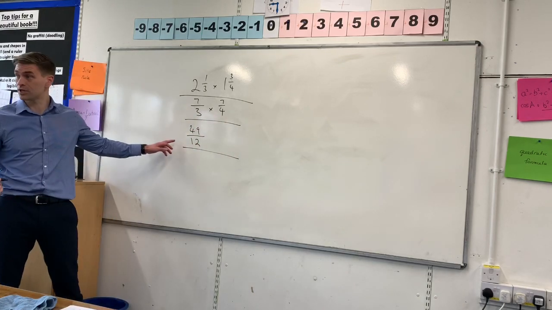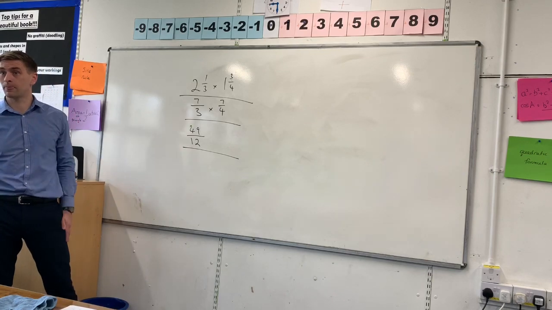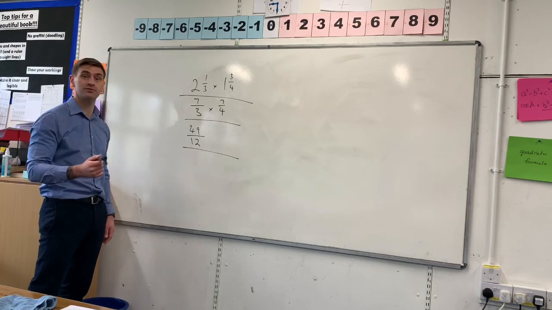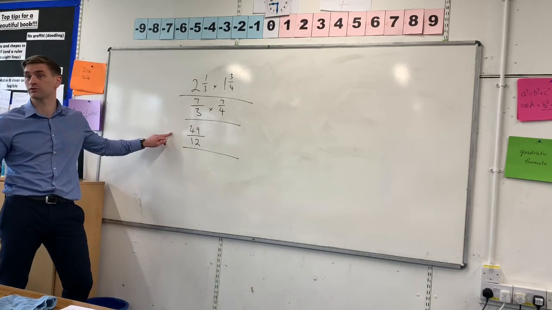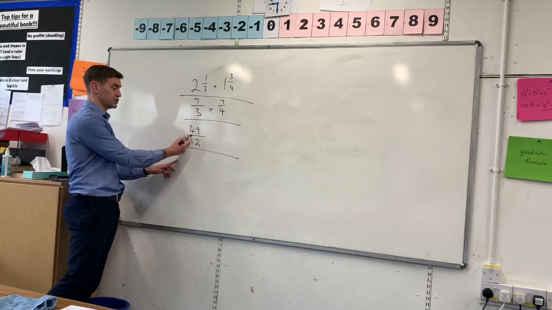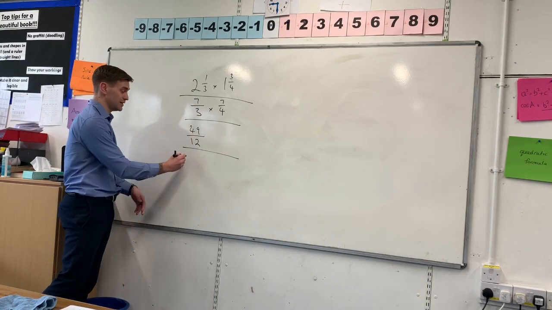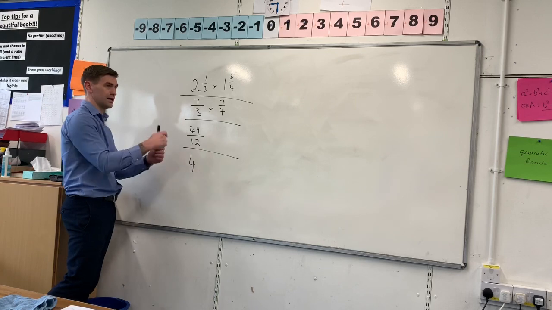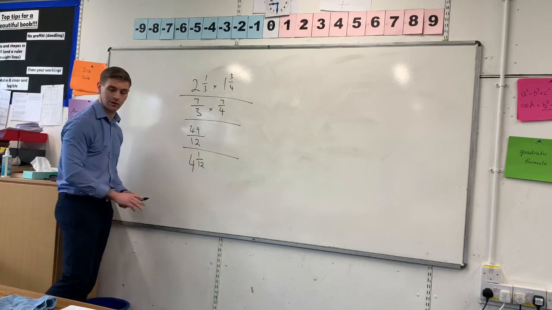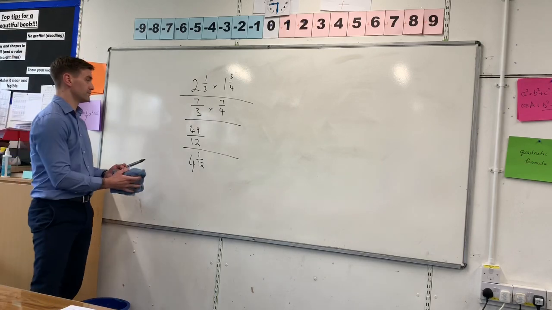Am I happy with that answer? Is there anything I need to do? Convert it back to what? Mixed fraction. Perfect, thank you. So I'll do that. What question do I need to ask myself? How many times would 12 go into 49? Thank you. 12 into 49 goes 4, that's 48. So I've got 4, 48, 49 is 1 left over, 1 what? 1, 12. Okay.